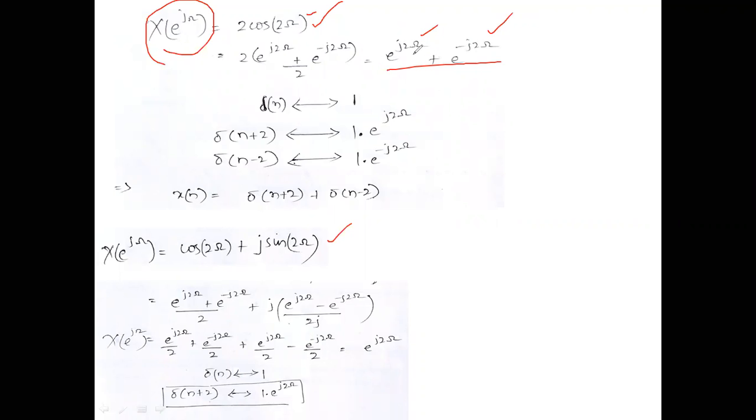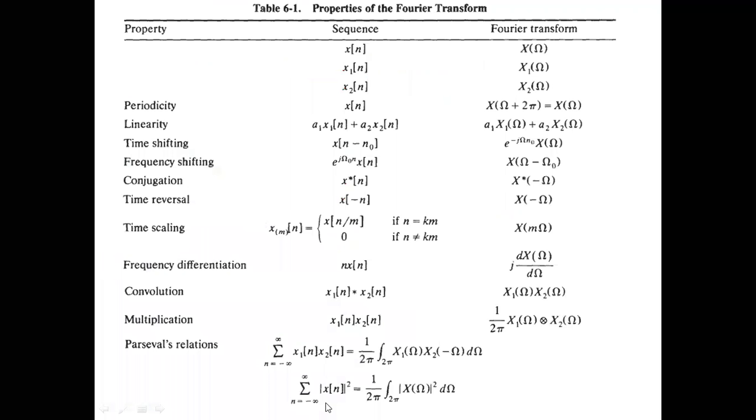We got this thing. Now here we will use the property. So we studied that the DTFT of delta n is 1, right? So I will consider this term as 1 into e to the power j 2 omega. So what is that property? The property which you want to use here is this one. Now see, this is the property.